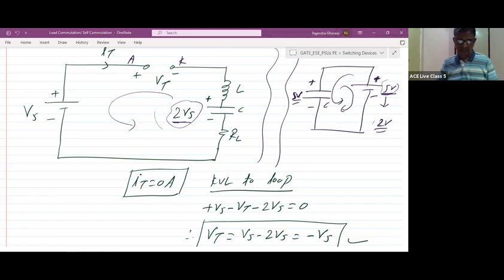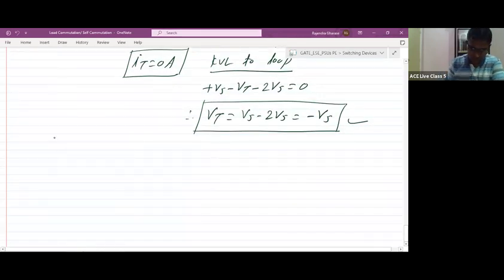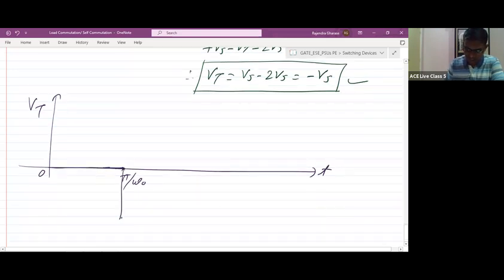Satish, circuit turn off time is infinite in this case. Why? Because if you check here, if I want to draw the VT waveform, how will it be? VT waveform from 0 to pi by omega 0, and after that till infinity. During 0 to pi by omega 0, your VT is 0, no? Thyristor is in on state, so VT is 0. After that, you can check VT is negative, no?